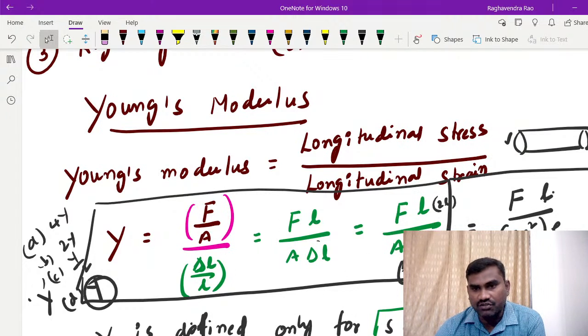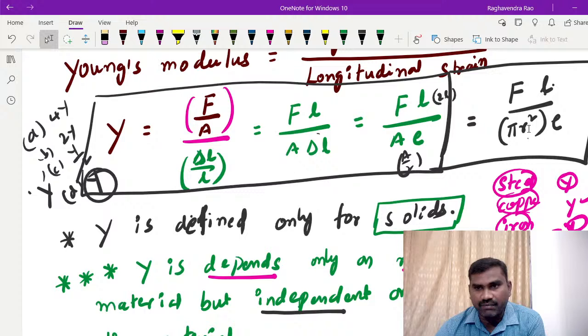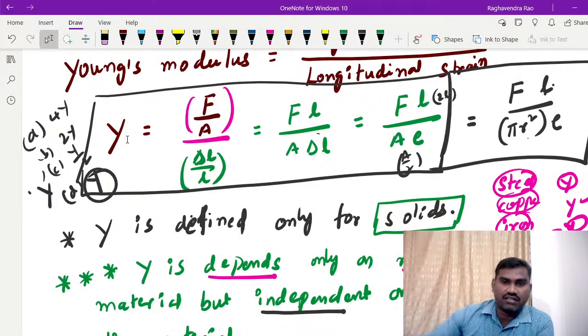So delta L we can also represent as the elongation. The area of cross section we can represent with pi R square when it is circular. Based on this, we can find Young's modulus. Based on Young's modulus we can say whether the material is elastic or more elastic. So comparatively for different materials, the elastic nature we can understand with the help of the value of Young's modulus.